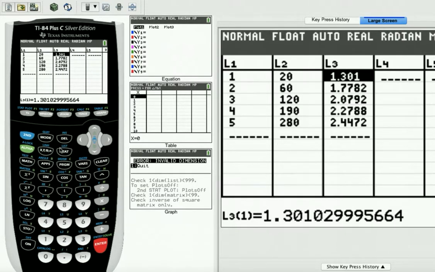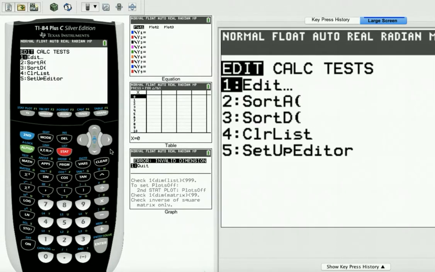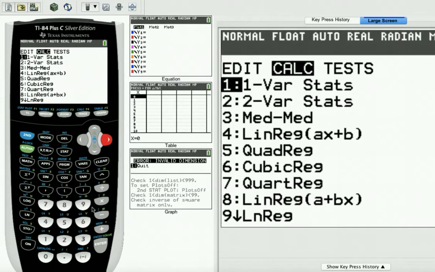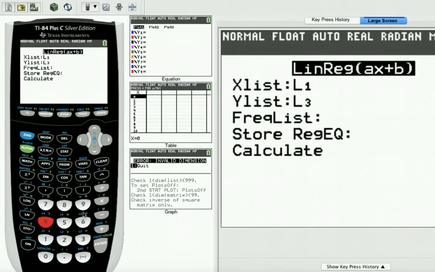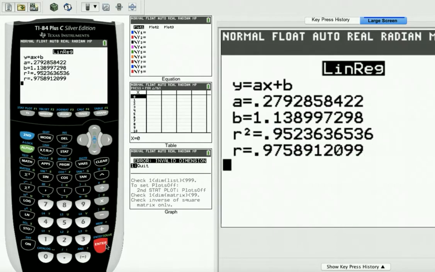Okay, so now we're going to get our new equation. Now that we've logged, we can try to do a linear. We're going to make sure we do our y list as L3 because that's where we transformed our data. So we get this. We can see our r squared and our r are still not quite to 1 where we want them to be. But we'll see what's happening with our residual plot.